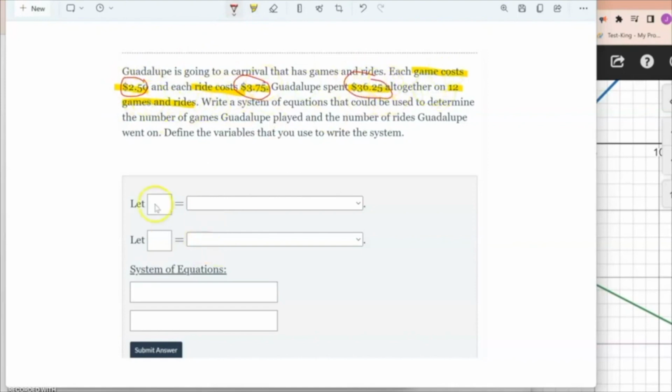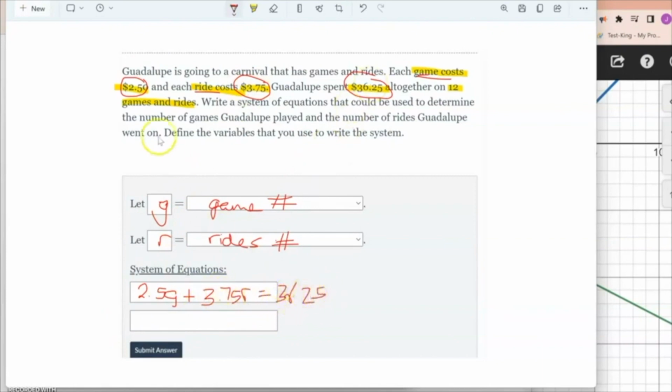Okay, so first let me define my variables. What are the things I'm talking about? I'm talking about a game, so let's call it G, and this is the number of games. Remember, it's the number of games. Then the other thing is ride, so let's call that R, and this is the number of rides. Set up the money with the money. So $2.50 goes with G, plus my rides are $3.75 R, equals my other money, which is $36.25.